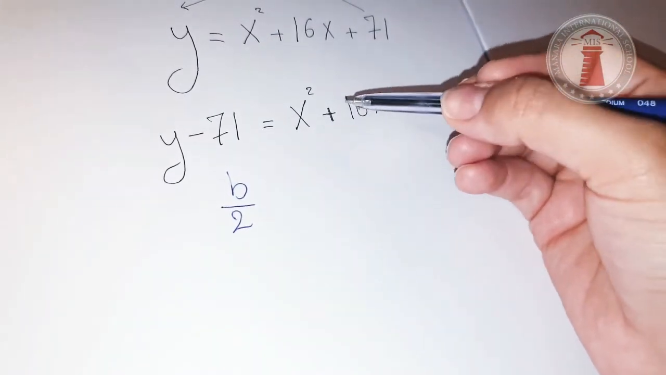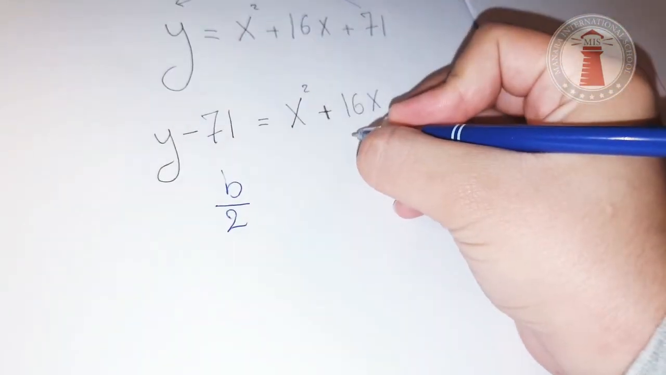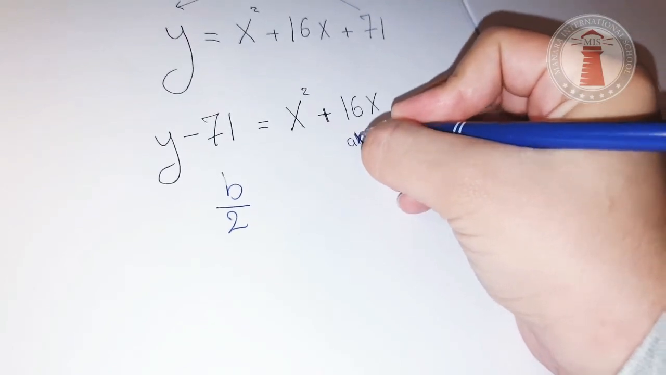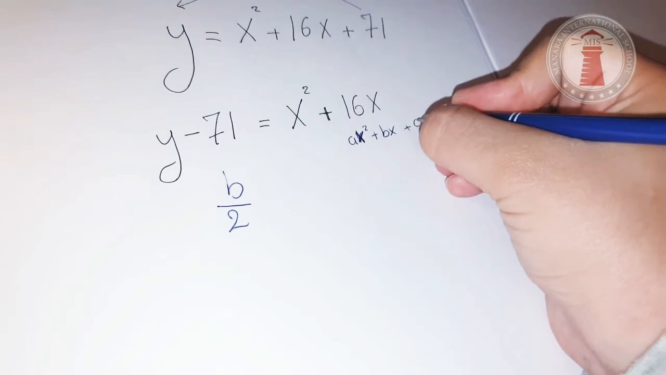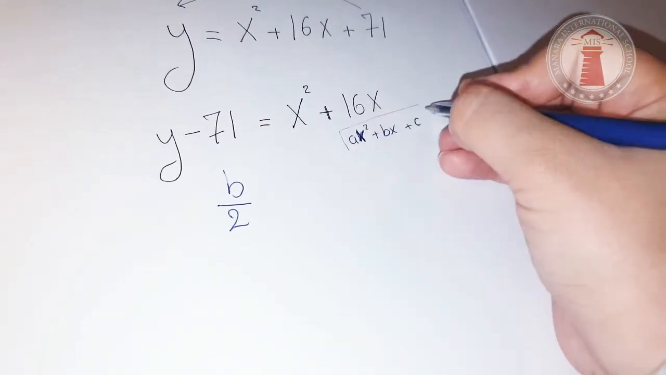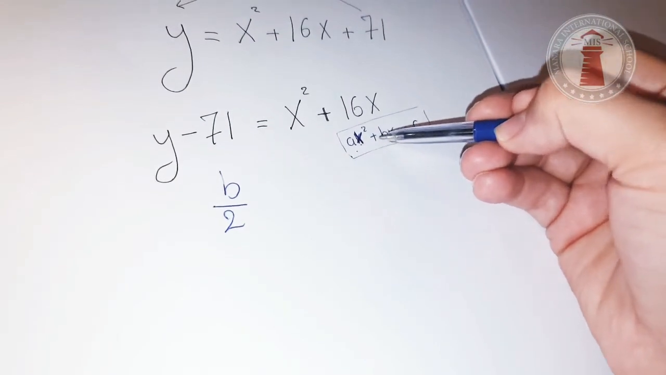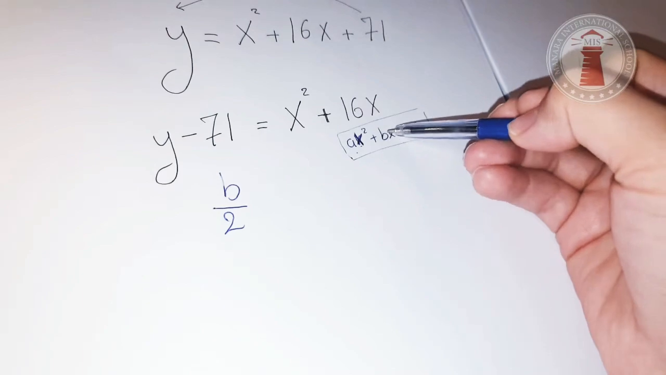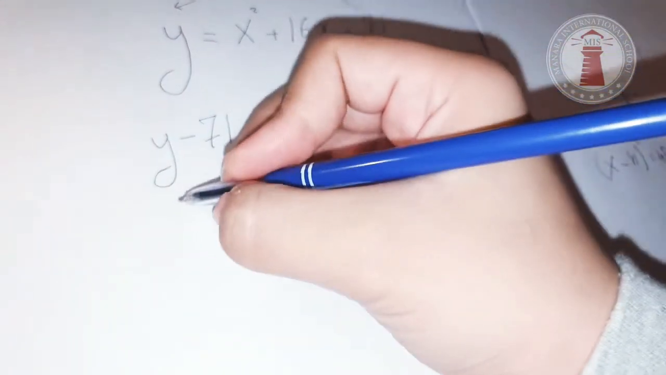equation, and for any quadratic equation, the quadratic equation is in the form ax squared plus bx plus c. Okay, now when we have a quadratic equation, a is the coefficient of x squared, b is the coefficient of x, and c is the constant. Now we're going to use only b. So we need to find b over 2. This is the first step.